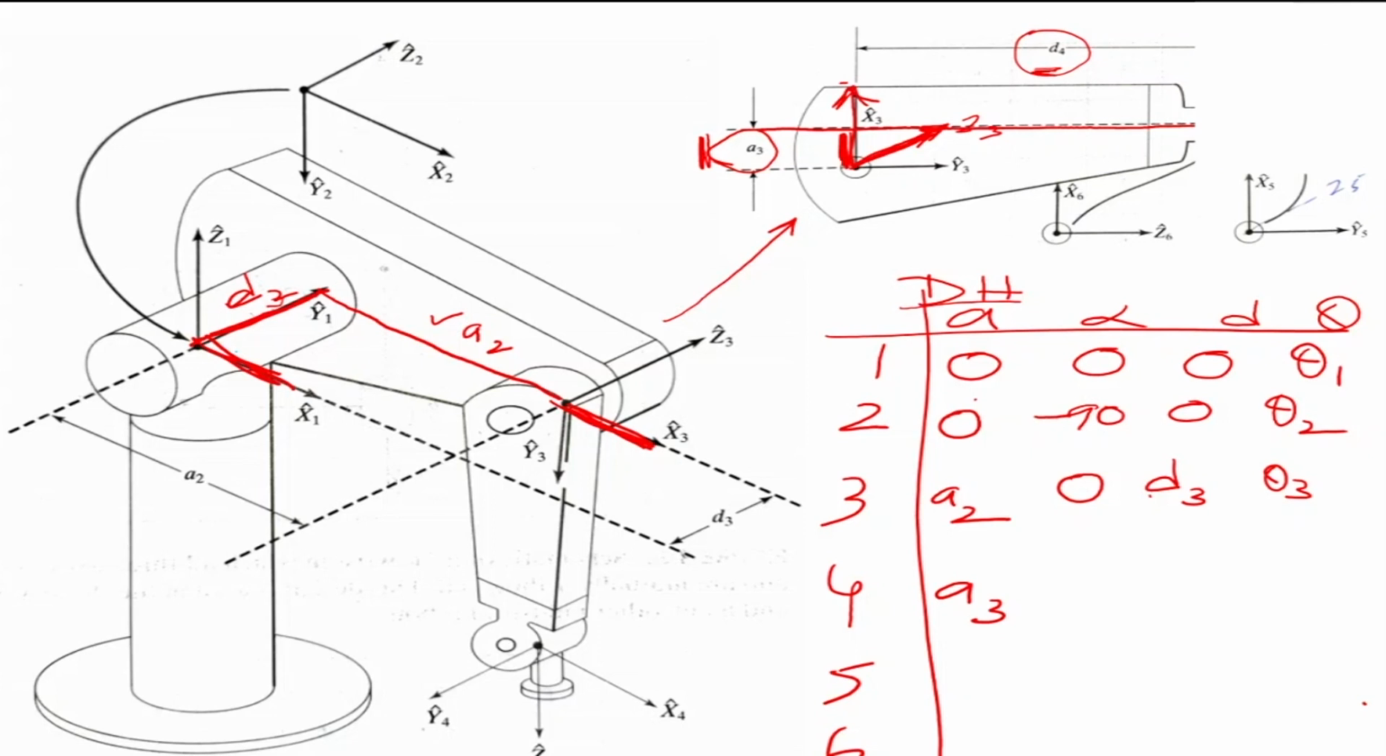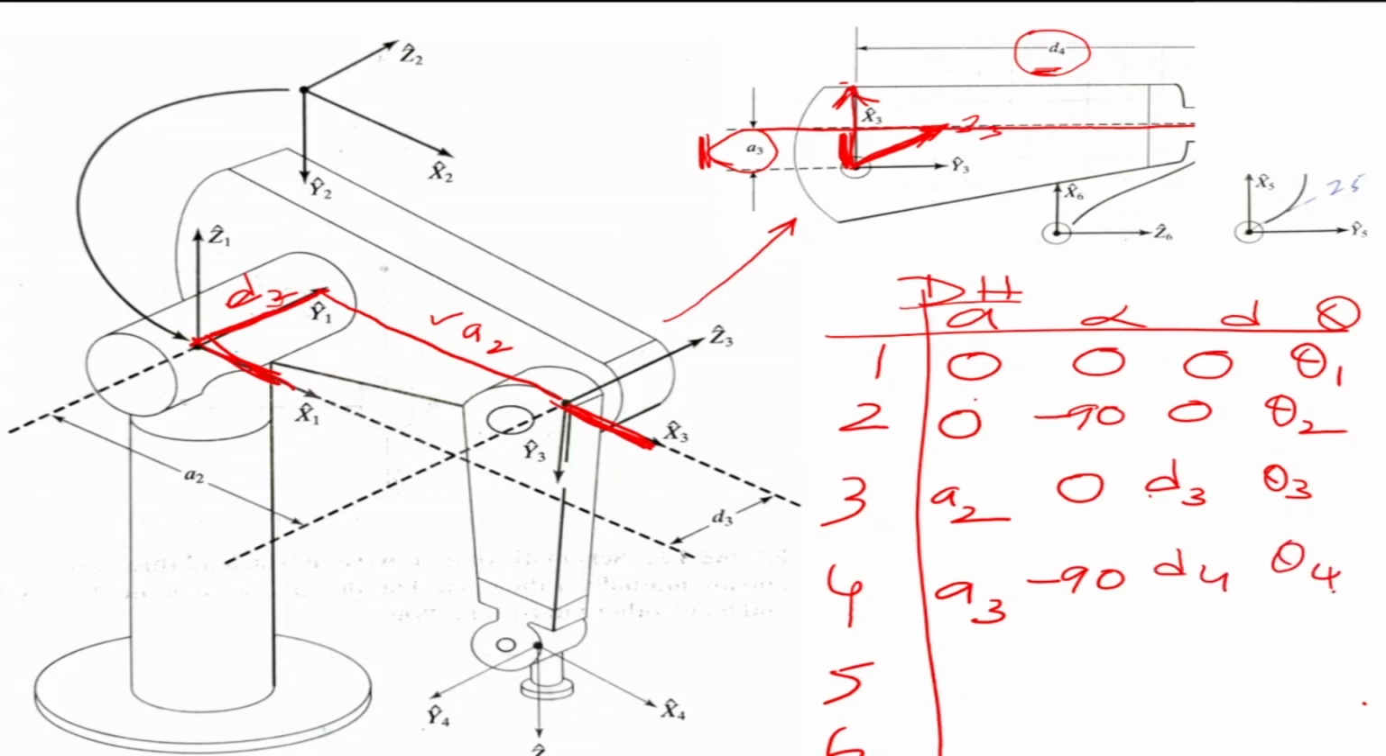Now z4 and z3 are not in the same direction, so z3 has rotated by 90 degrees about the x-axis and becomes z4, so it's a minus 90. And the distance between the x-axis is d4 and the variable is theta 4.